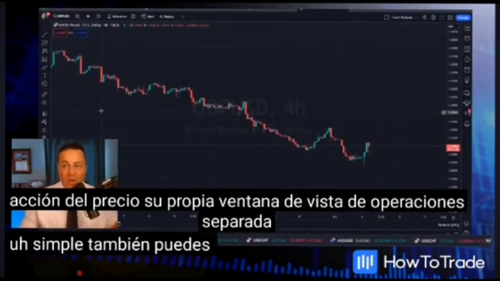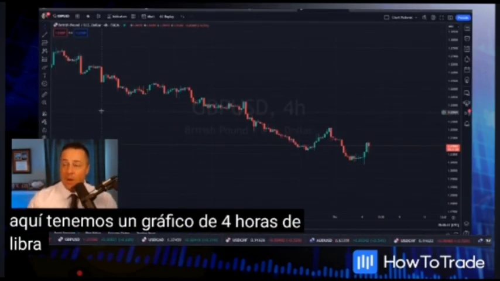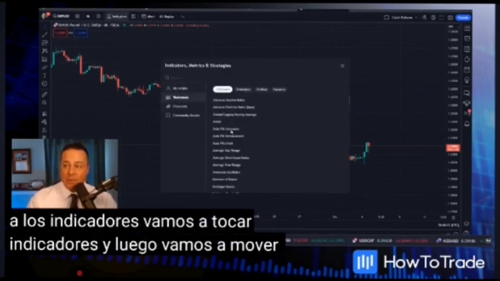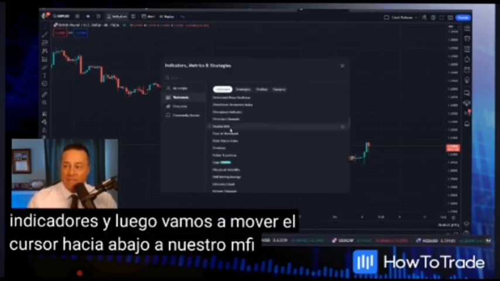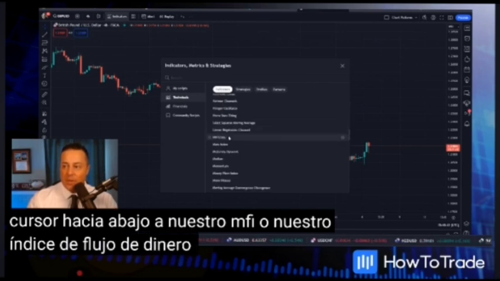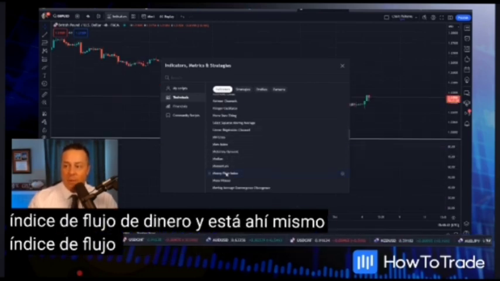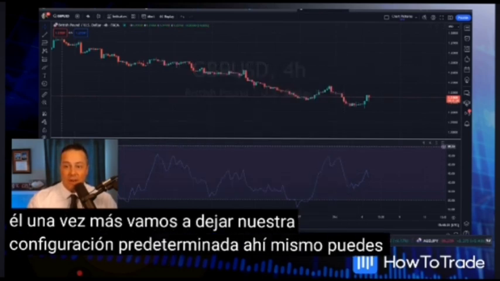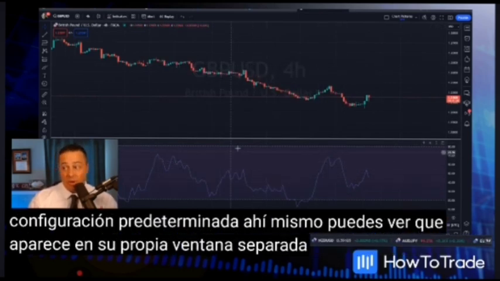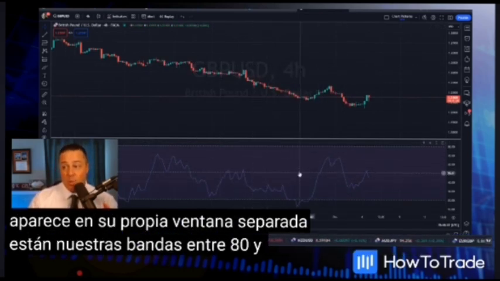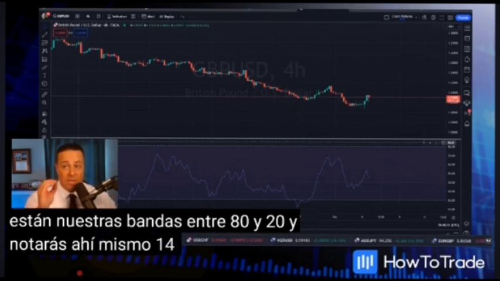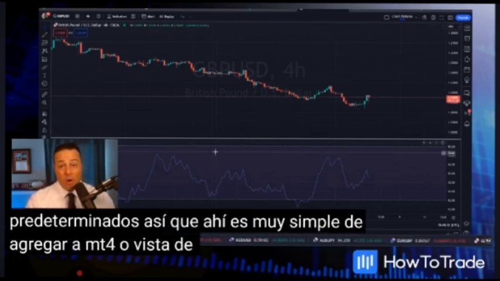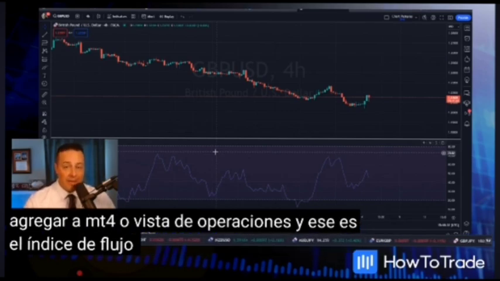TradingView, simple as well. You can see right here, we have a 4-hour Great Britain pound USD chart. We're going to go right up to indicators. We're going to hit indicators, and then we're going to cursor right down to our MFI, or our money flow index, and it's right there, money flow index. We're going to click on it. Once again, we're going to leave our default settings right there. You can see it comes up in its own separate window. There's our bands between 80 and 20, and you'll notice right there 14 period default. So there it is, very simple to add to MT4 or TradingView, and that's the money flow index.